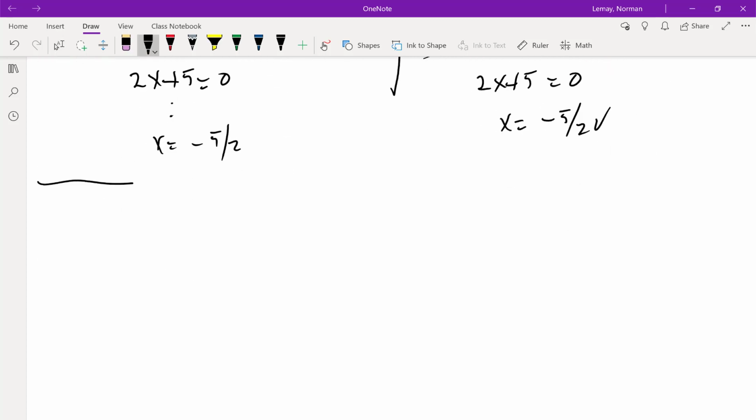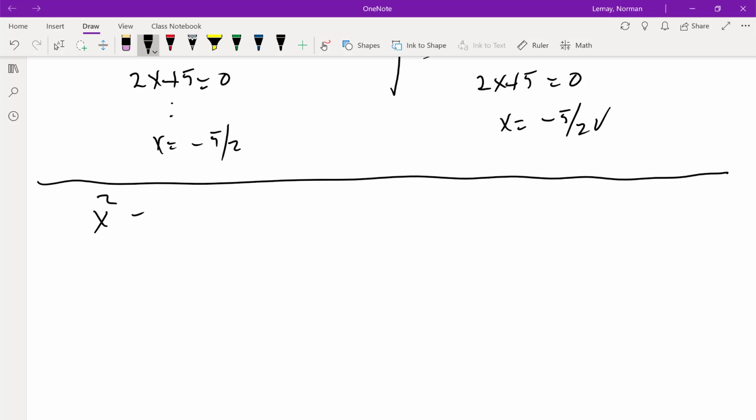So this is what I was trying to say in class during 6.3. All I want you to do is factor. I don't care how you factor. Let's just factor. All right, last example, x squared equals 32 minus 4x.